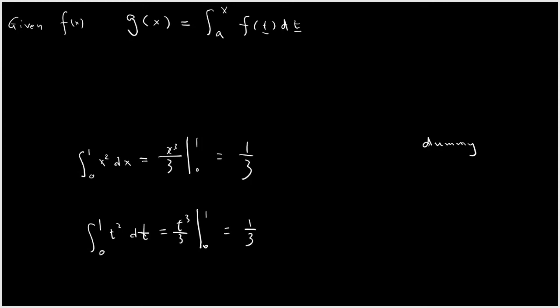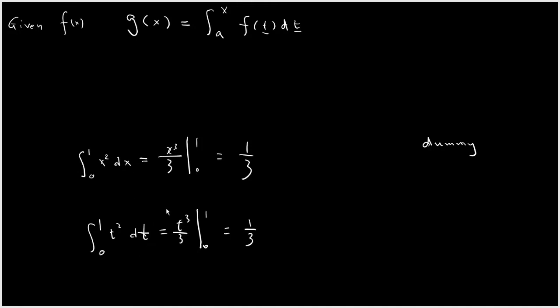Why did I call the integration variable the dummy variable? That's because the choice of the notation of the variable doesn't matter. I'm trying to say this integral of x is the same as that integral of t. You can safely replace this x squared with t squared, and then replace dx with dt.